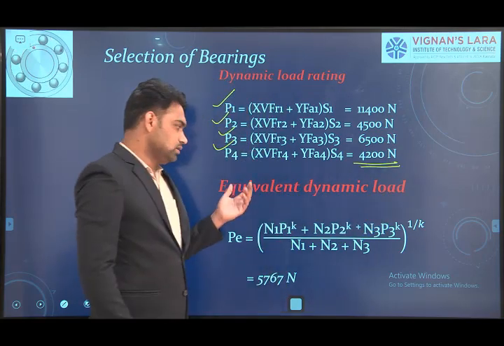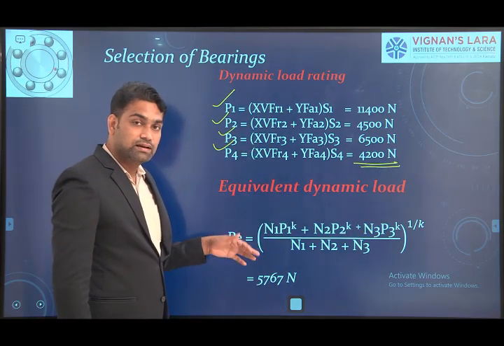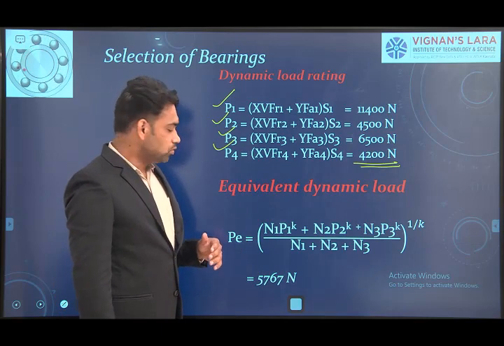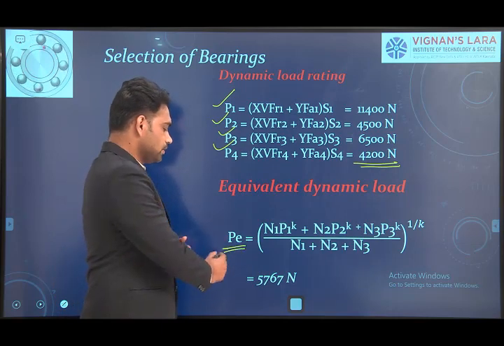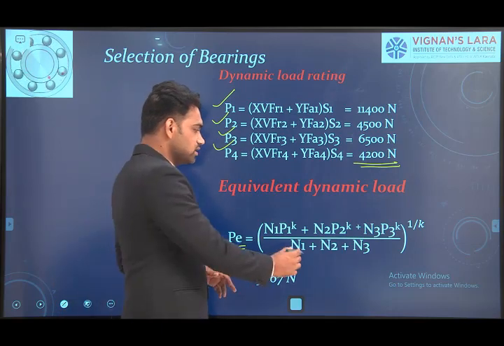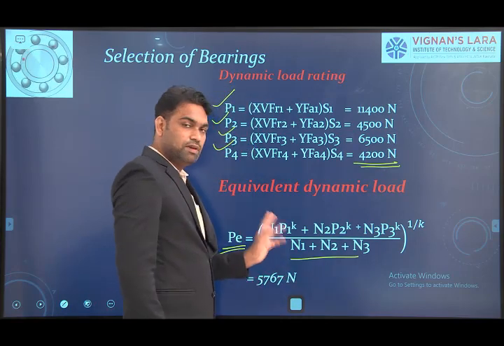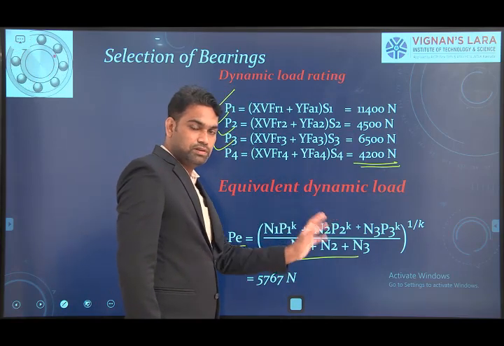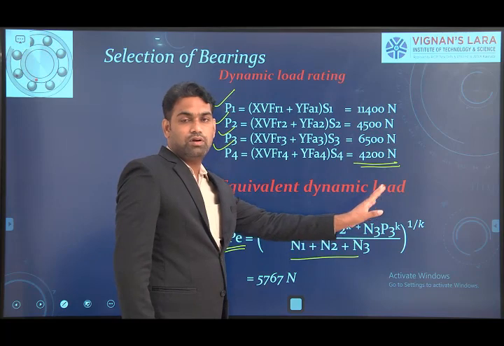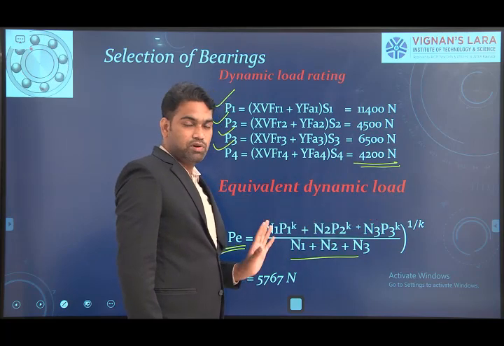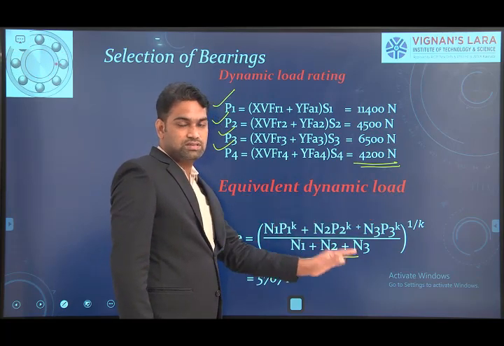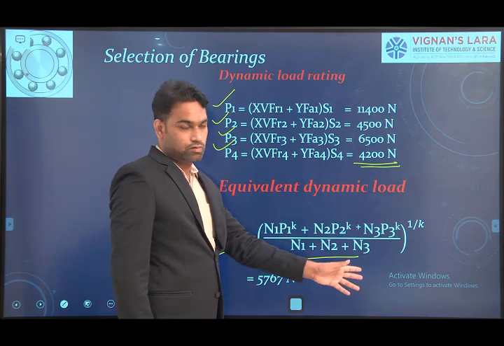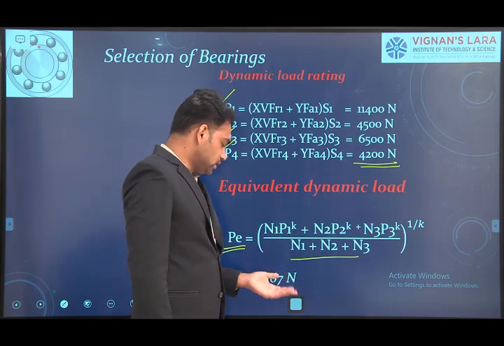So as I stated, you need to calculate the equivalent dynamic load in a variable loading, that is the PE. We can calculate PE using this relation: N1 P1 power K plus N2 P2 power K plus N3 P3 power K plus N4 P4 power K, divided by the total number of revolutions N, that is N1 plus N2 plus N3 plus N4, the whole power 1 by K. So we can substitute all the values.